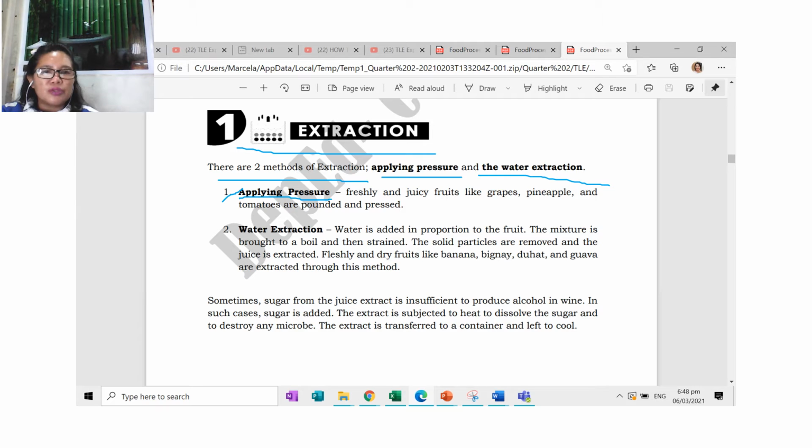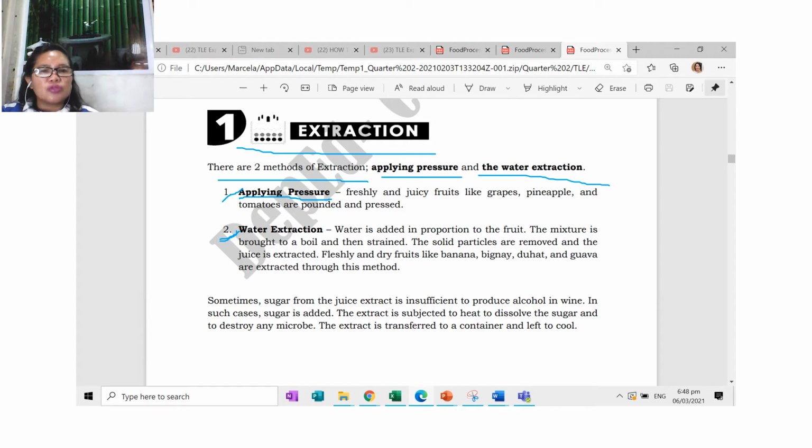How about number 2? Number 2 is the water extraction. Water is added in proportion to the fruit. For example, the mixture is brought to a boil and then strained. Then the solid particles are removed and the juice is extracted. So fresh and dry fruits like banana, pignay, dohat, and guava are extracted through this method. Okay, that's water extraction. So, mao na siya ang pagkuha sa iyang juice.